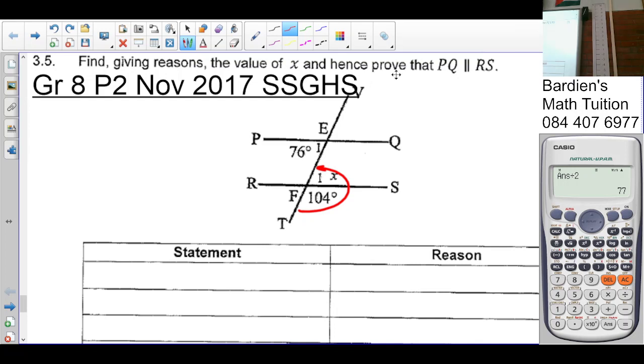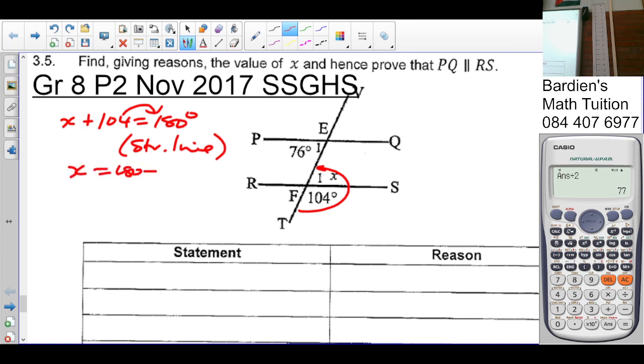So we know that x plus 104 is equal to 180. Why? Straight line. So you get over the equal sign, so x is equal to 180 minus 104, which is 76 degrees. Can you see? Now it's 76.